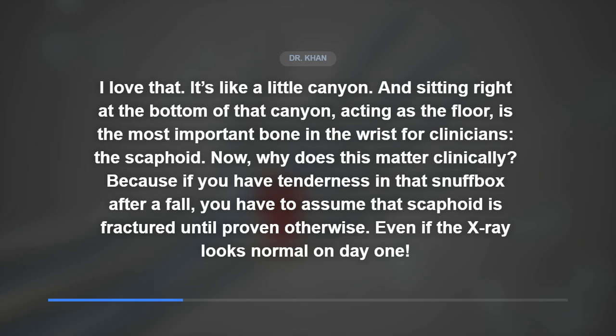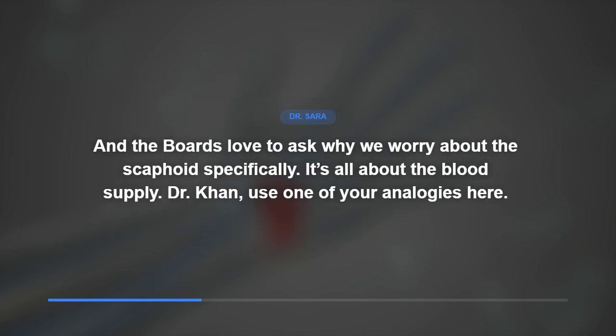And sitting right at the bottom of that canyon, acting as the floor, is the most important bone in the wrist for clinicians, the scaphoid. Now, why does this matter clinically? Because if you have tenderness in that snuffbox after a fall, you have to assume that scaphoid is fractured until proven otherwise, even if the x-ray looks normal on day one.